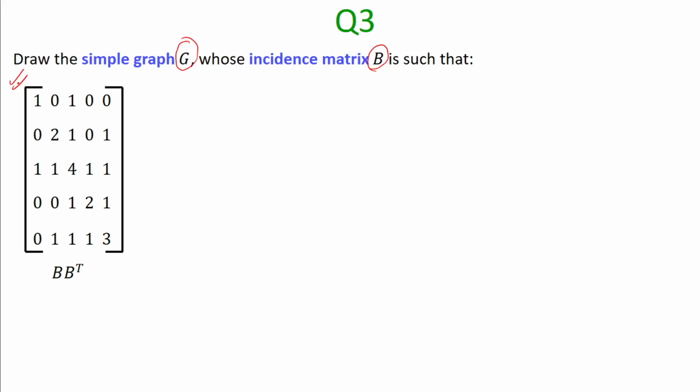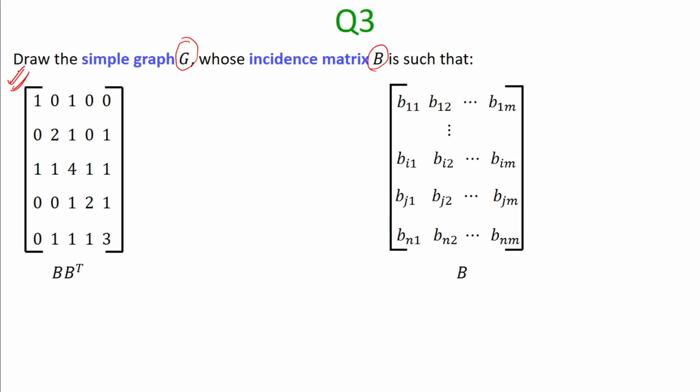Of course, a naive way of doing that would be to try all possible guesses of the B matrix and the B transpose matrix, multiply them, and check whether your guess gives you this value of B times B transpose or not. We won't do that. We will argue and try to get back the information regarding the graph G. Right? So imagine that the number of vertices in the graph is n and the number of edges in the graph is m.